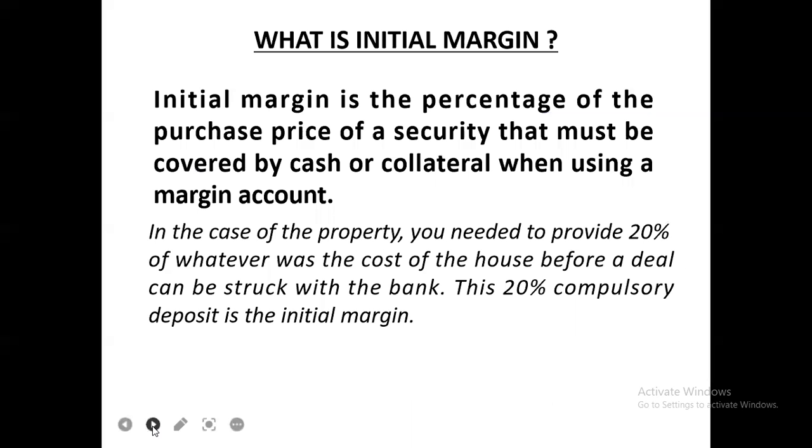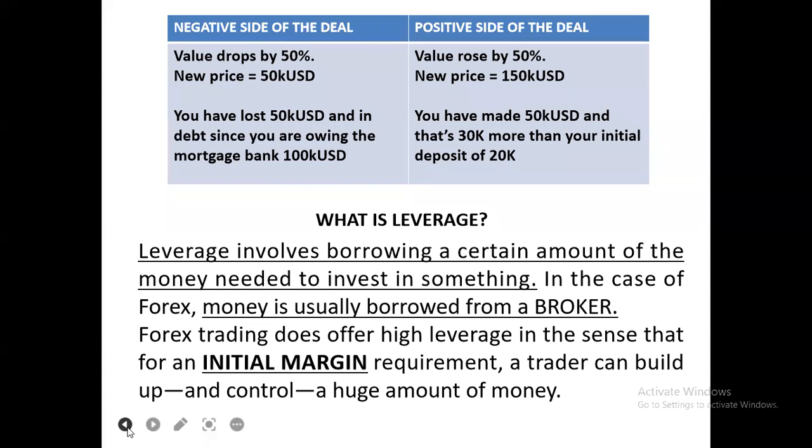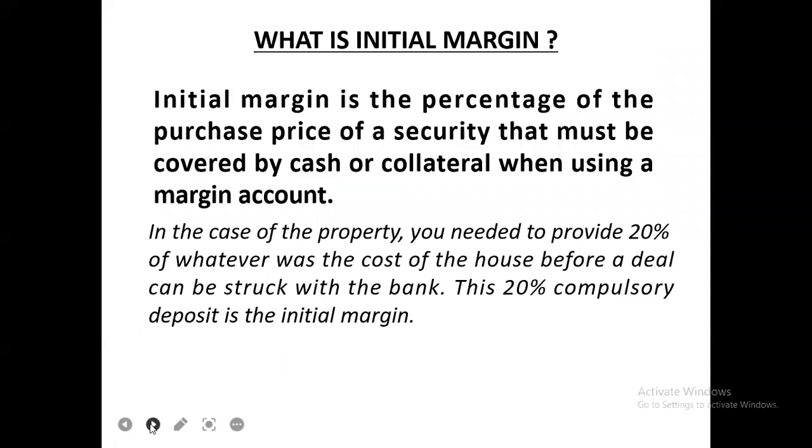So going forward, I mentioned something vital there, and I want to explain. I underlined it, the initial margin. So what is the initial margin? Let's see. Initial margin is the percentage of the purchase price of a security that must be covered by cash or collateral when using a margin account. So in the case of the property, you needed to provide 20% of whatever was the cost of the house. In this case, I presented the fact that the property is a house. The cost of the house before a deal can be struck with the bank. So this 20% compulsory deposit by you is the initial margin.